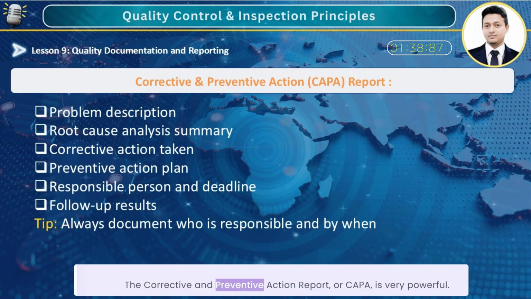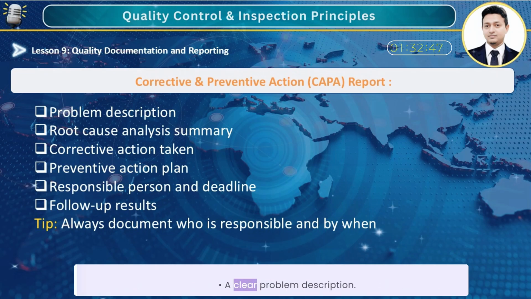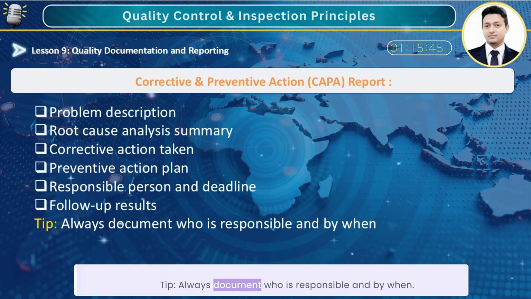The Corrective and Preventive Action Report, or CAPA, is very powerful. It should include a clear problem description, a short root cause analysis, the corrective action taken, preventive measures planned, who is responsible, and the deadline, and of course, follow-up results. Tip: always document who is responsible and by when.